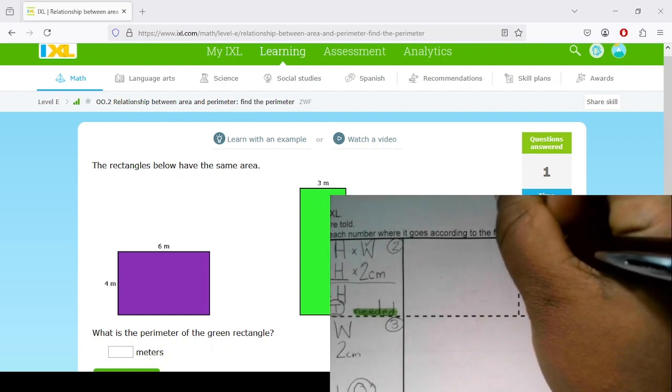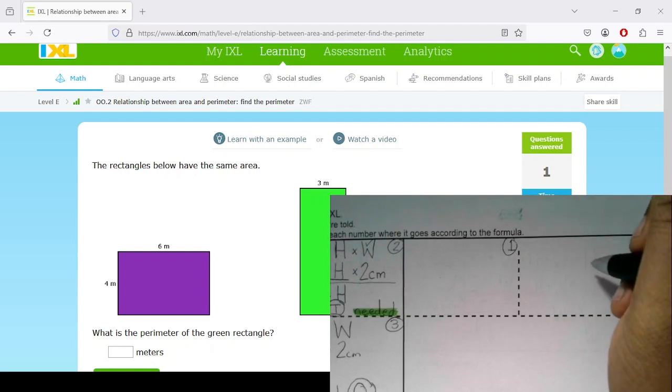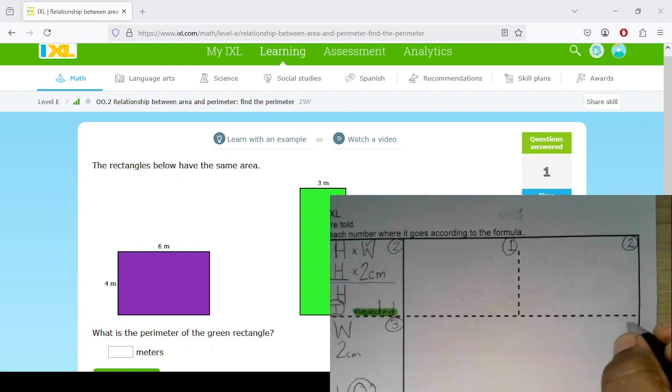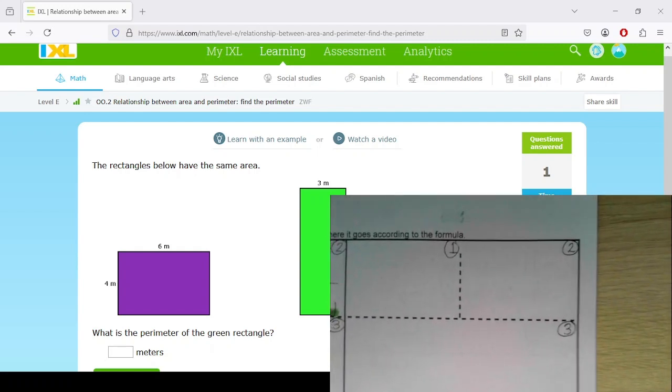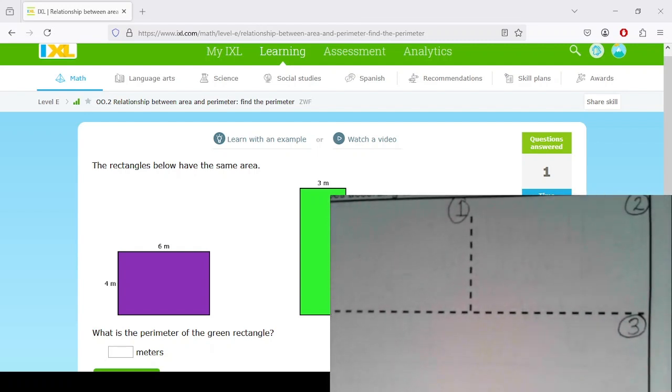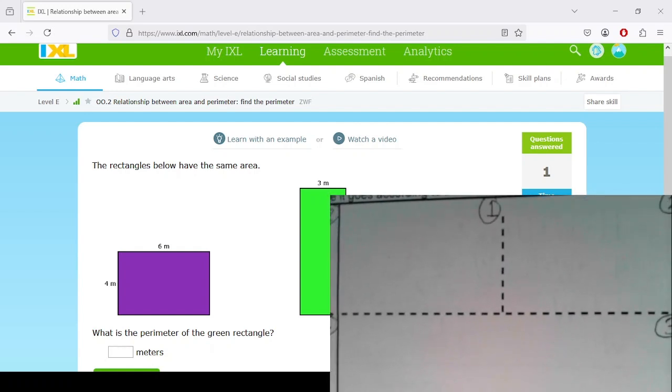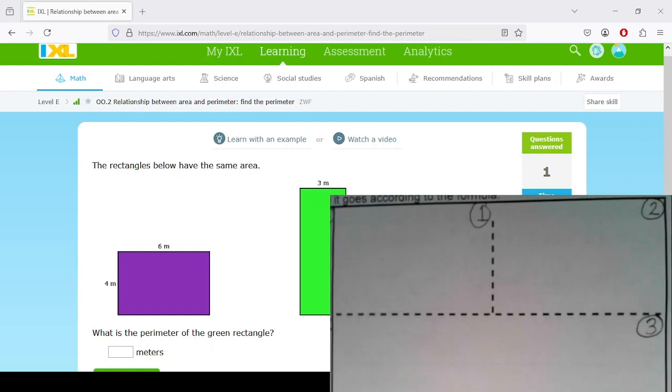Remember, this is a 3-step process. First, I'm going to use the given information. And then I'm going to find the information that I need. And then I'm going to answer the actual question. I'm going to go ahead and list each formula where it goes. And I'm going to abbreviate which shape I'm talking about by including the initial of that shape's color.